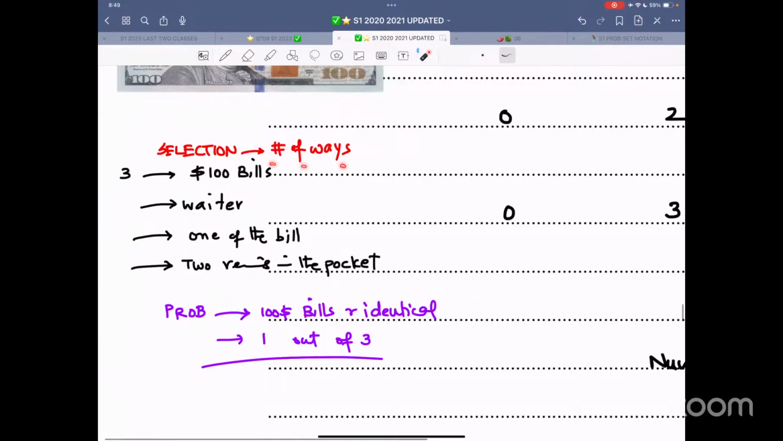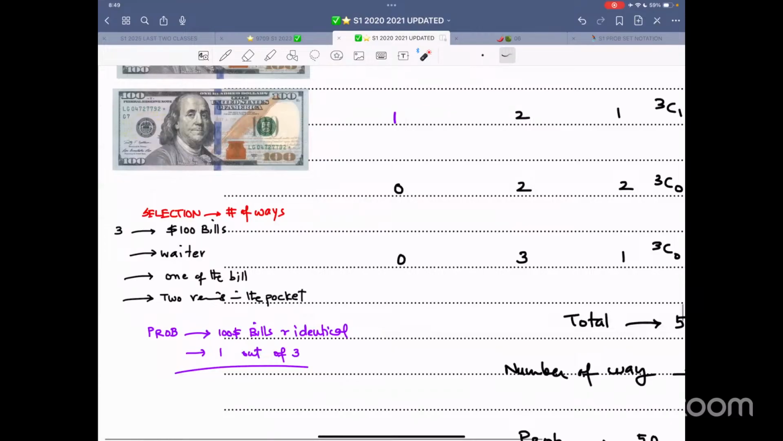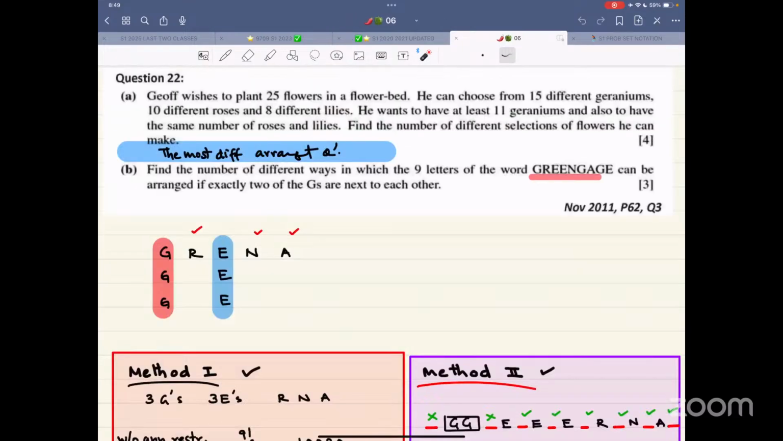Selection, number of ways, $300 bill. A waiter arrives. They're asking for one of the bills. There are 2 remaining in the pocket. So when we talk about probability, $100 bills are identical, 1 out of 3. When we are doing selection, just select any one of them. It doesn't make a difference. But when we are taking the probability, you are choosing 1 out of 3. So do watch that video for this particular thing.